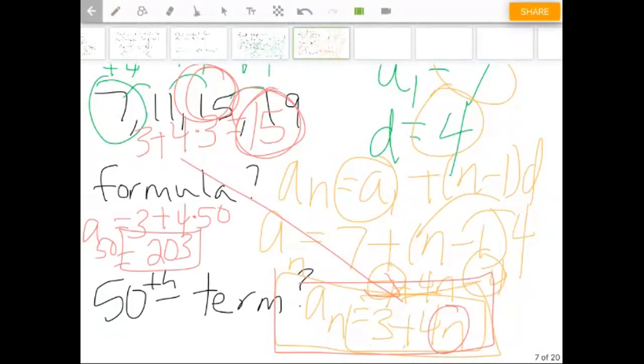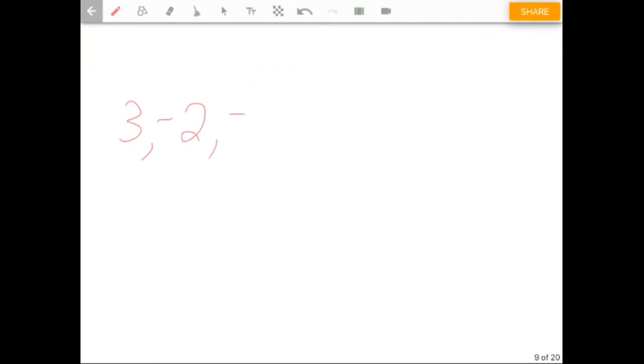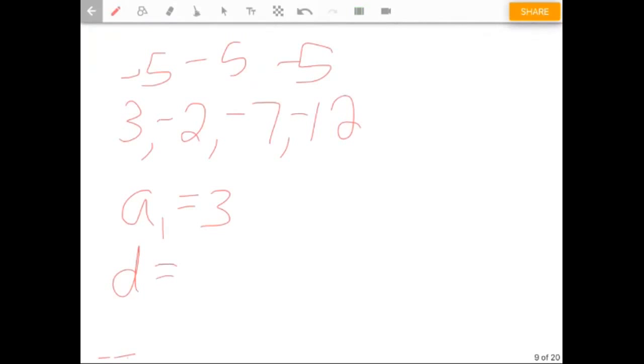All right, and you can do the same thing if it goes down by a constant number. So let's say we had 3, -2, -7, -12. So notice this is going down 5, down 5, down 5. So our first term is 3, and our difference, since it's going down 5, would be -5.